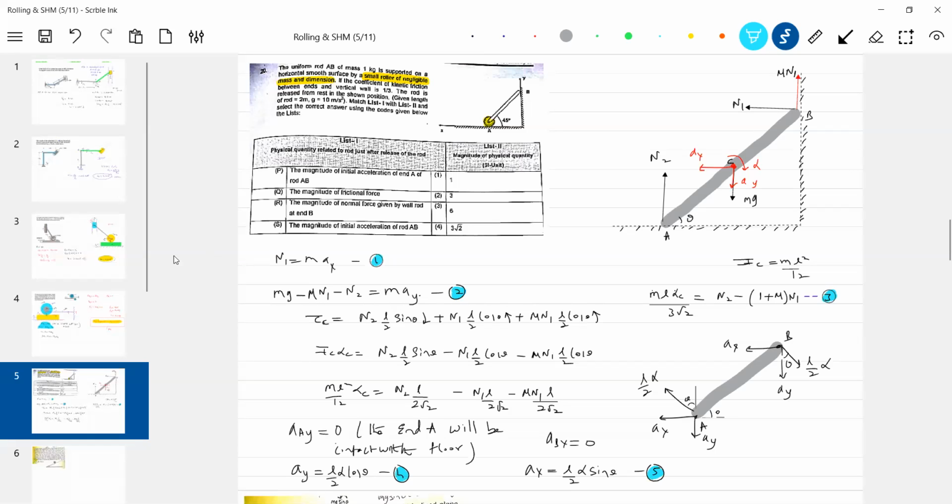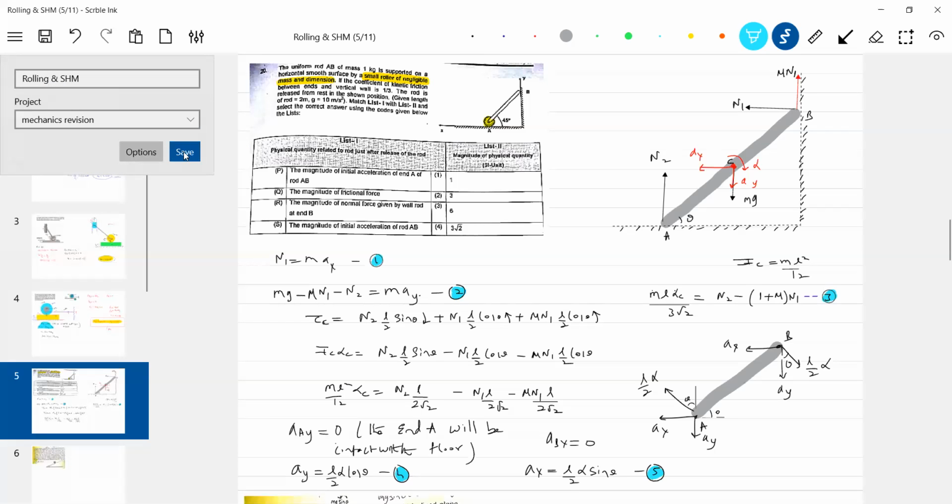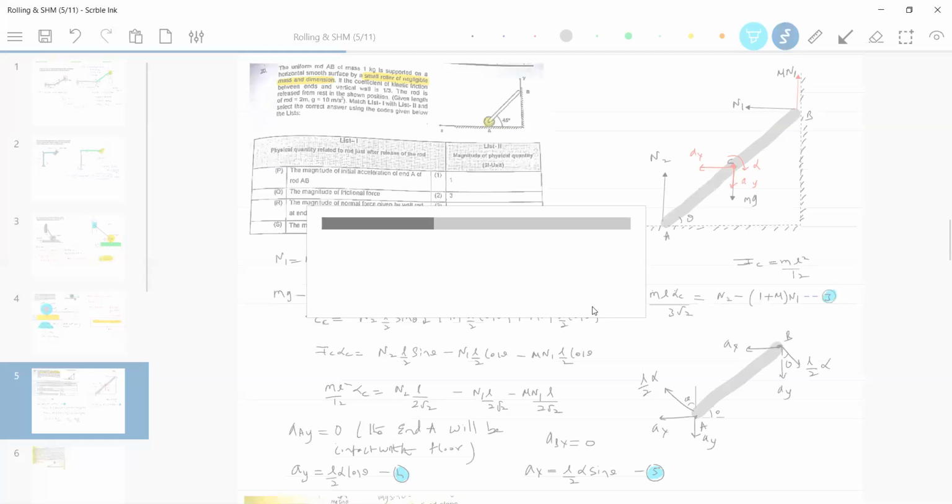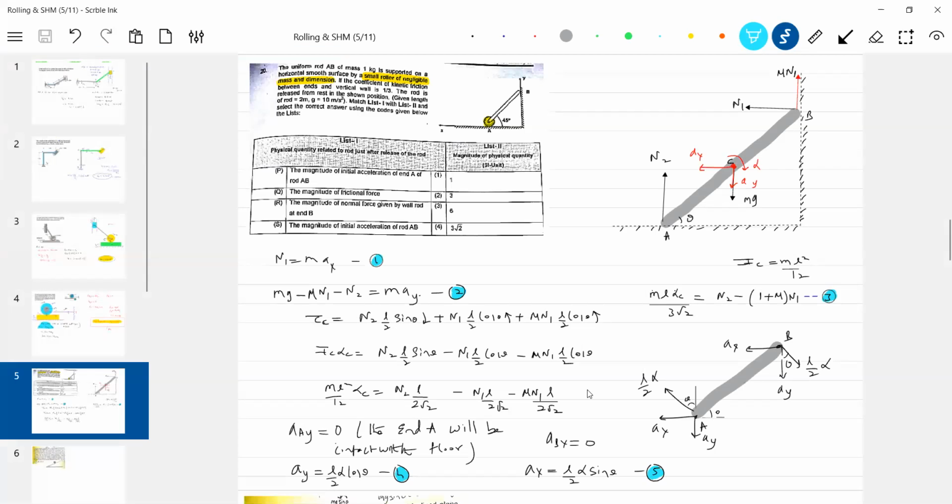Getting so small idea based problem. You could have avoided that small roller. You would have just made the horizontal surface smooth, vertical wall rough, and you could have continued the problem.